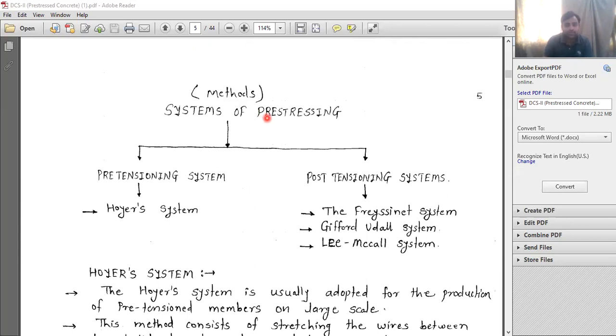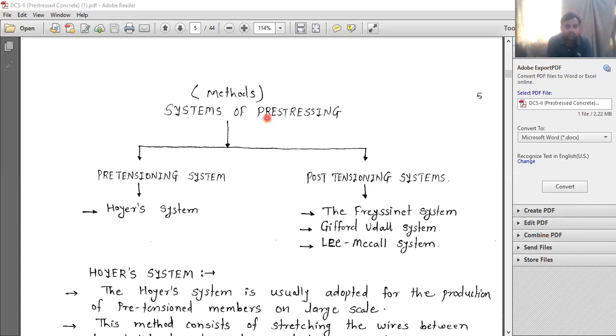So systems of prestressing. Basically, in the systems of prestressing, predominantly we will see four systems. There are many systems of prestressing. Systems means methods to do the prestressing. Okay. So predominantly we will see these four systems.